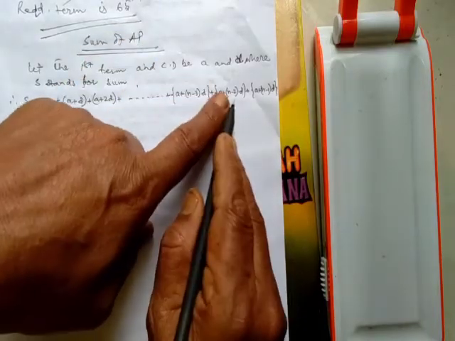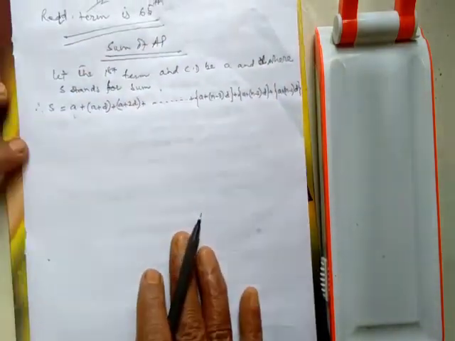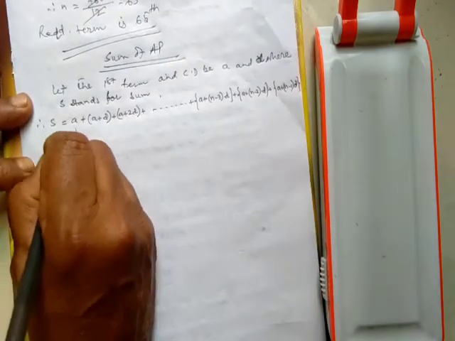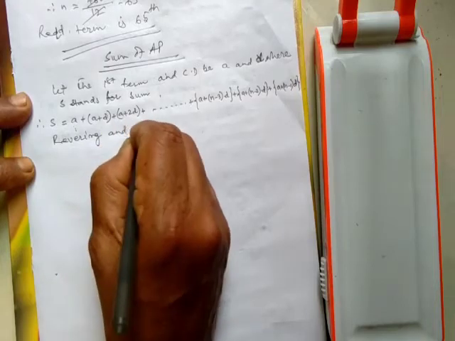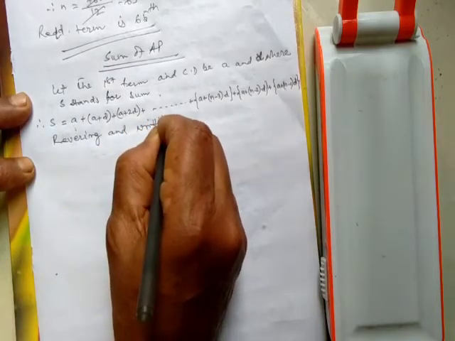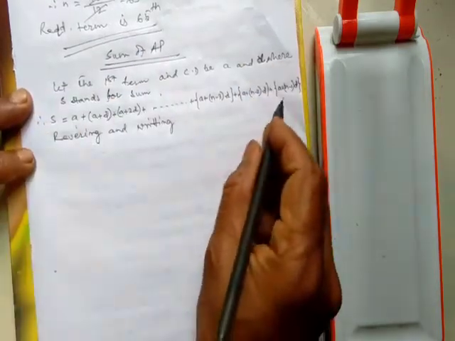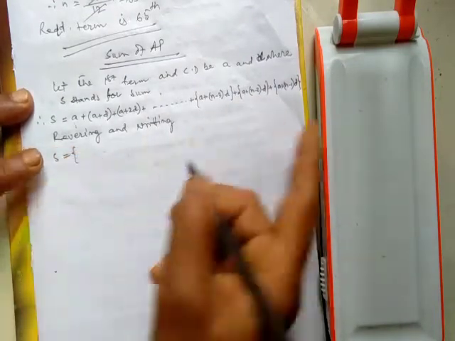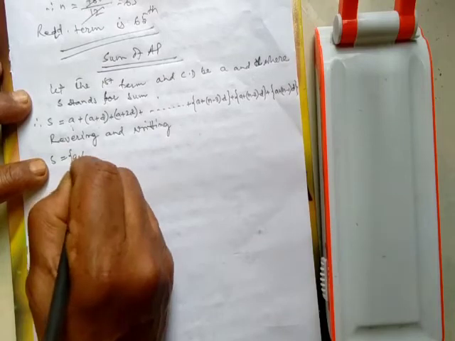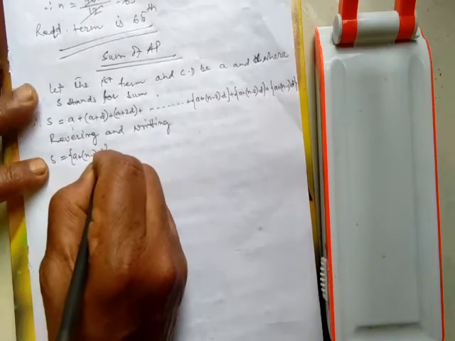You add d here, you will get the next, and it goes on like that. Now reversing and writing this one, I am reversing from this side. I am writing S is equal to this one: last first term, a plus (n minus 1) into d.